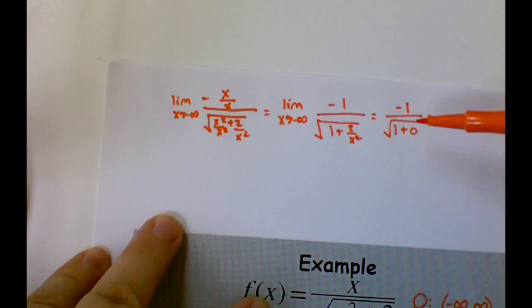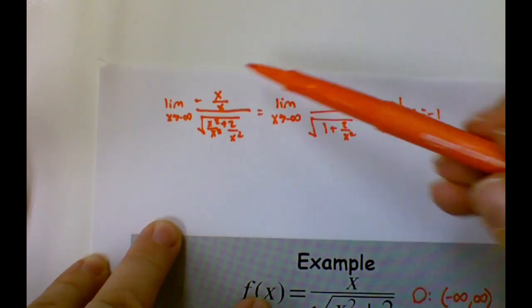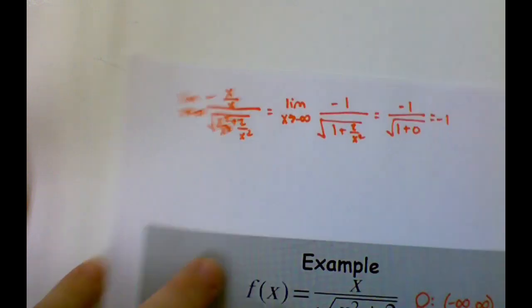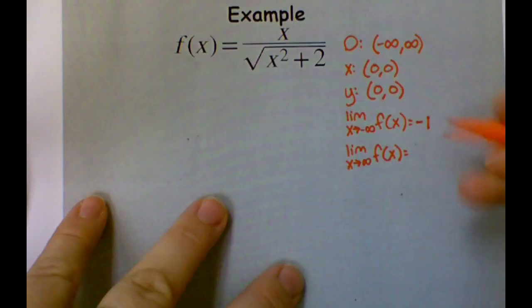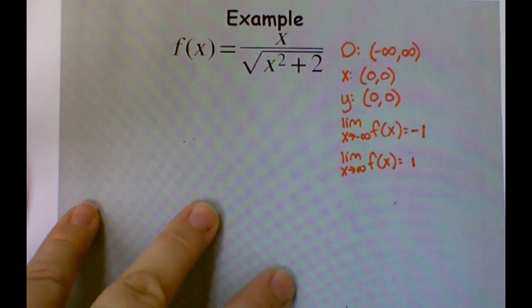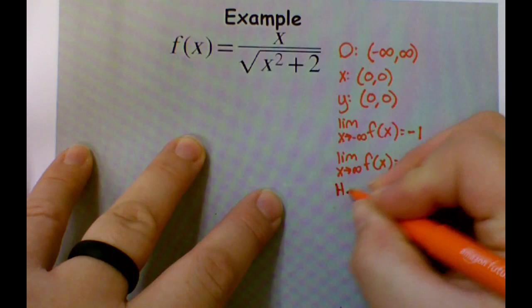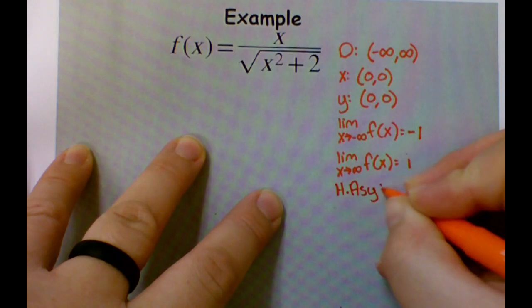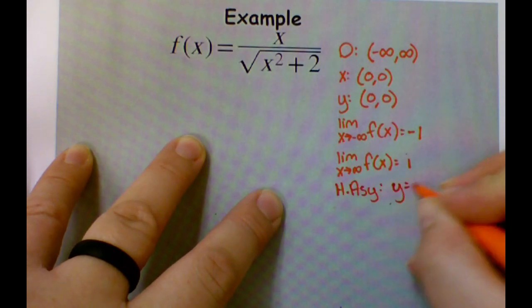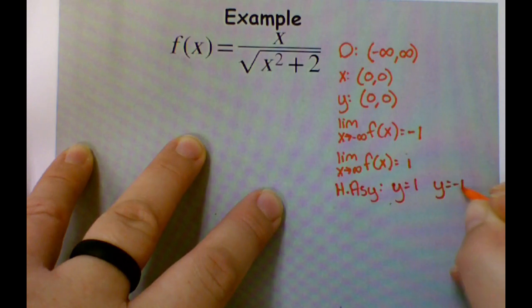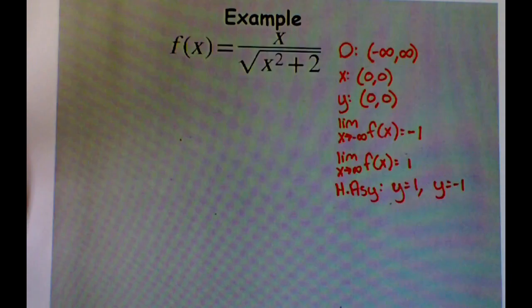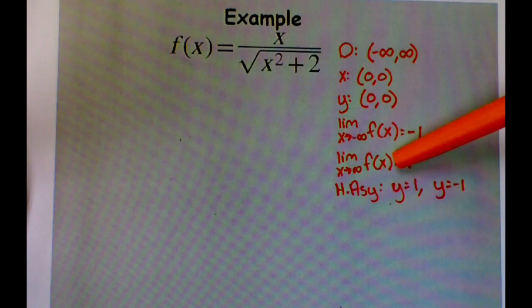Now the limit for positive infinity is going to be the exact same thing, except that we wouldn't have that negative. So I'm just going to skip all that work and tell you it is positive 1, which means that our horizontal asymptotes are y equals 1 and y equals negative 1. All right, we have our x-intercepts, y-intercepts, domain, vertical asymptotes, horizontal asymptotes, and behavior. We're to the derivative part.